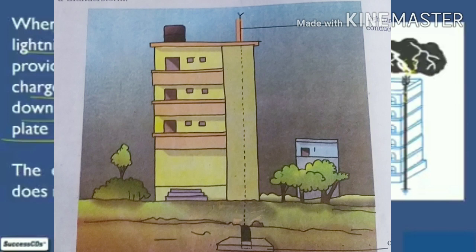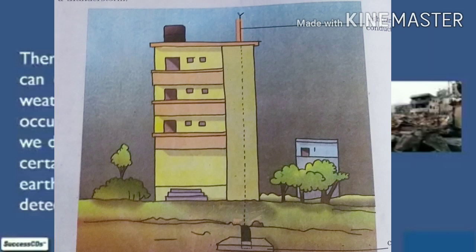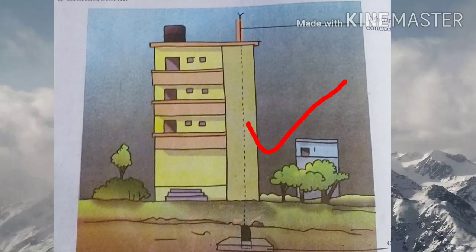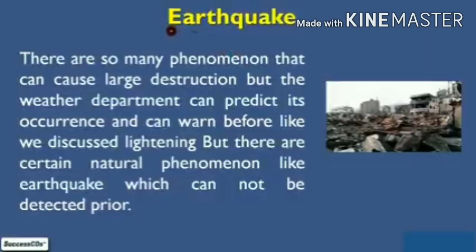Children, the image of the lightning conductor is given in your book on page number 190. You can see there is a metallic strip which runs throughout the building and is taller than the building. At the top there is a spike which receives lightning, and through the metallic strip the lightning or charges go down to the metal plate, and through the metal plate they go down to the earth, and there is no damage because the earth has zero potential.